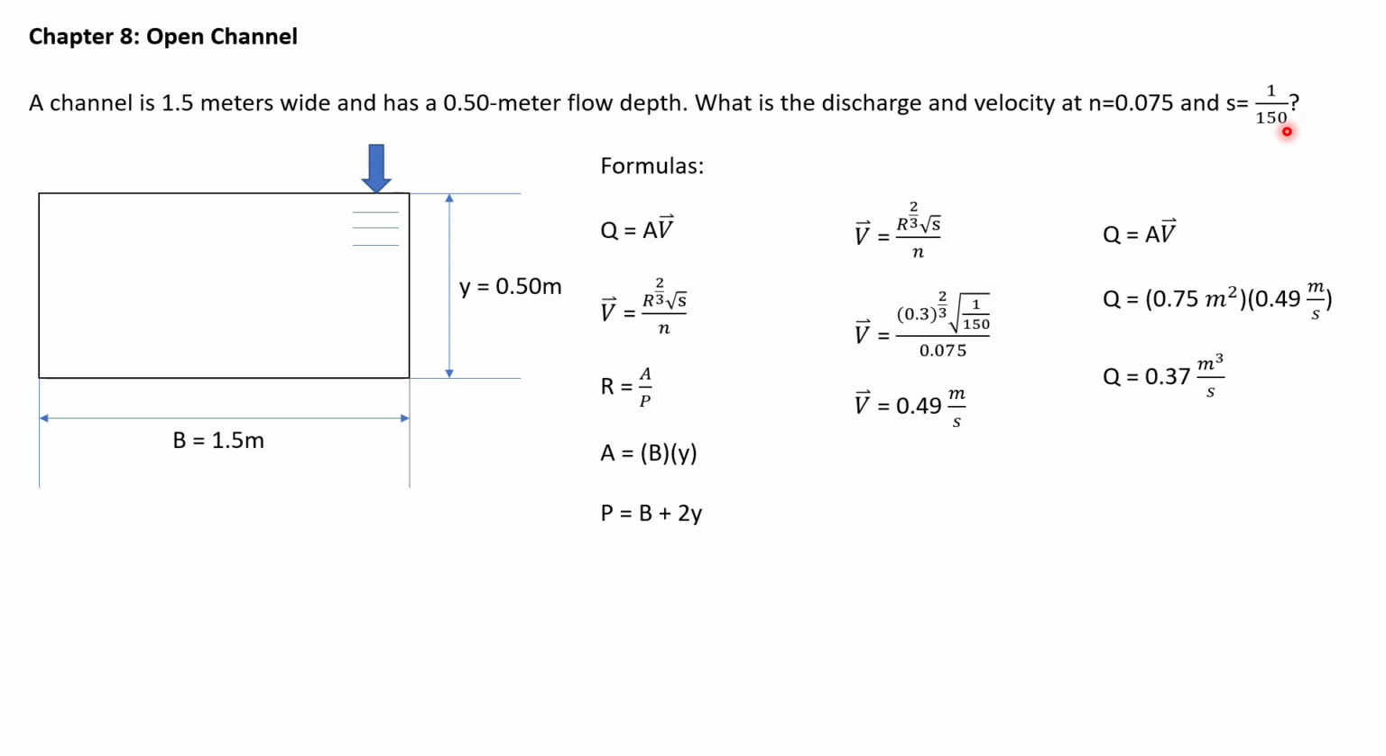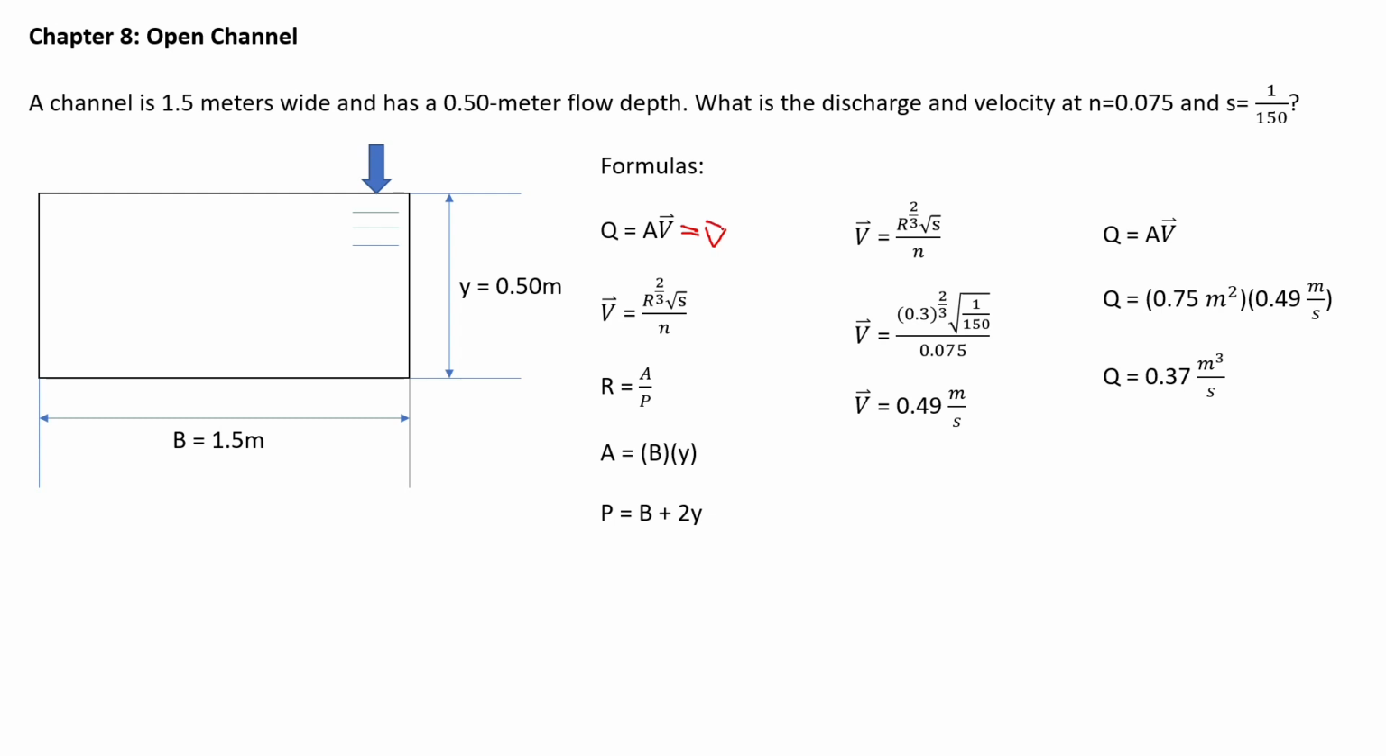And the roughness of the channel, the Manning's n value, is 0.075, and from these parameters, the question is asking to calculate the velocity of the fluid in the channel and ultimately the discharge. If we start by thinking about the principle of continuity, we know that the flow rate is equal to the area of the fluid times the velocity. That's a starting point in thinking about these problems.